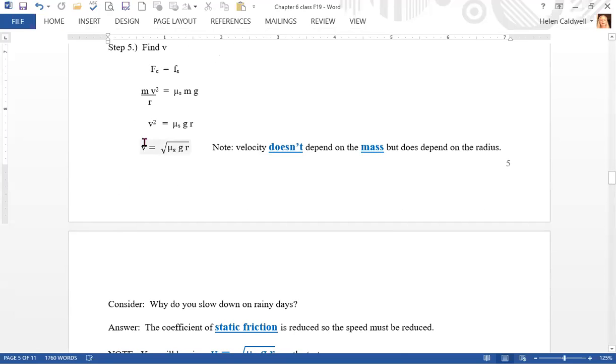So this is an equation we need to be able to use, but you don't need to memorize it. I'll provide it for you on the test. You just need to know where it's applicable.